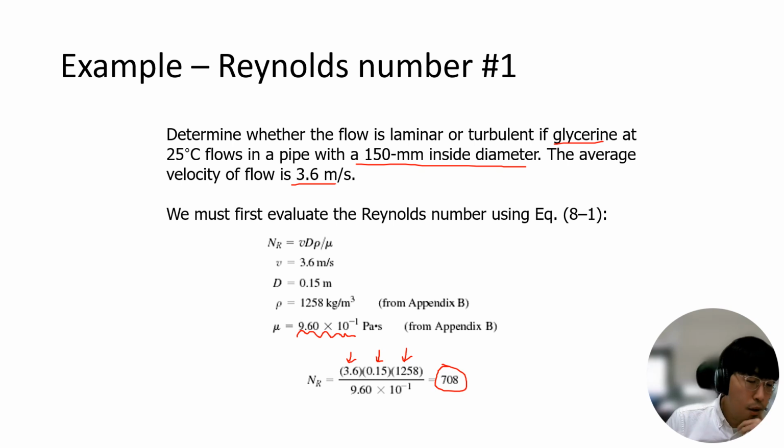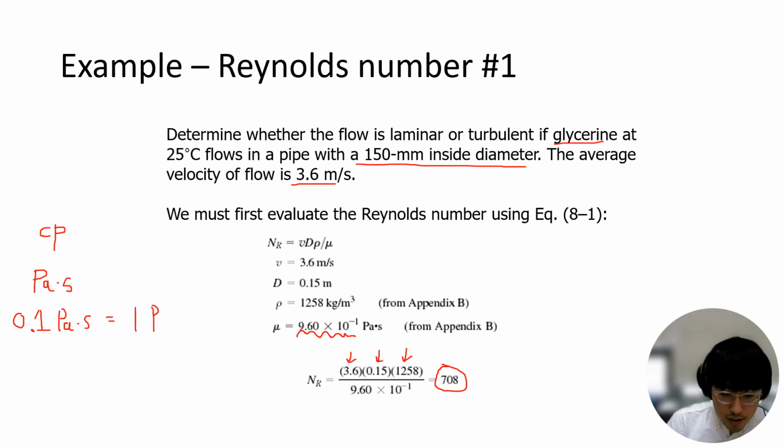In the previous slide, when we were reviewing the viscosity of the CO2, we were using the centipoise, which is cP. But in SI units, the unit for the viscosity is the Pascal second. The relationship between the Pascal second and the poise goes like this: 0.1 Pascal second is equal to 1 poise.